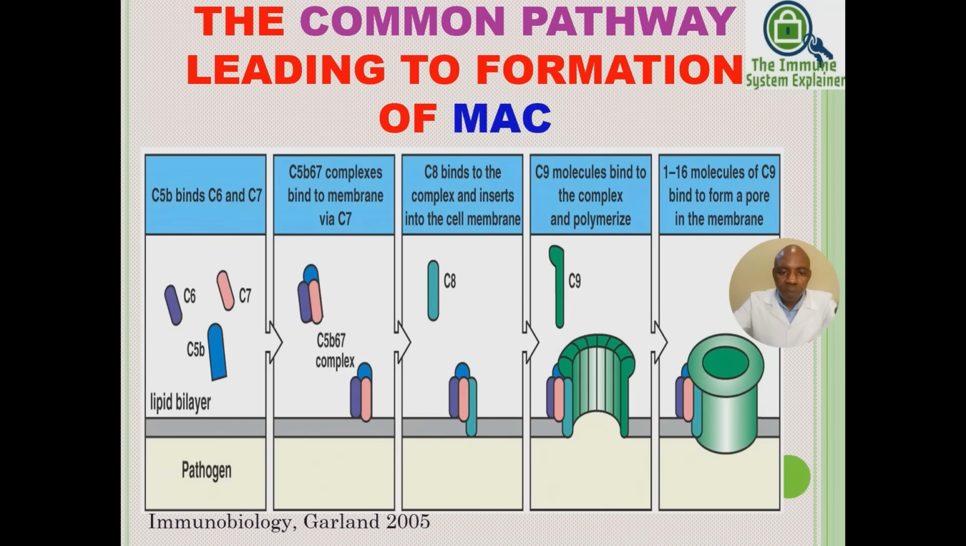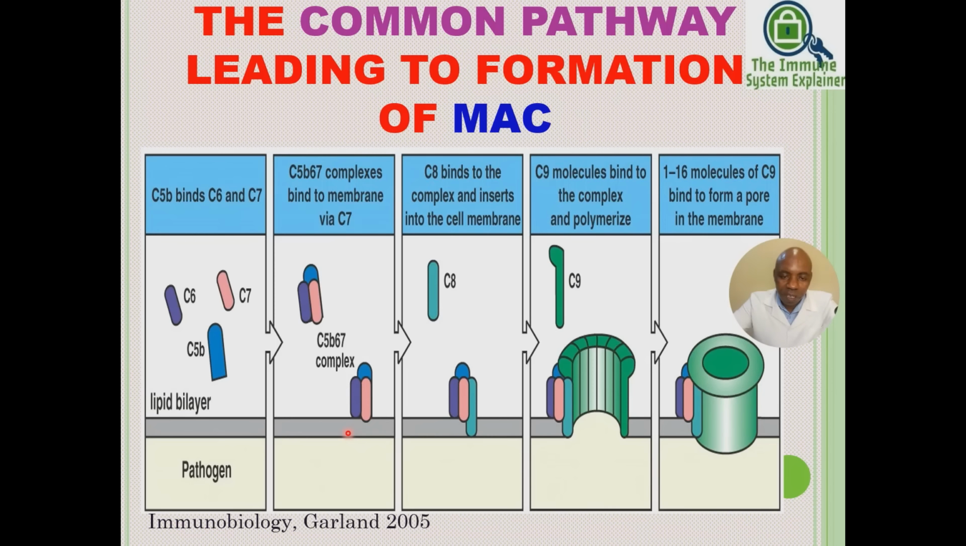Ladies and gentlemen, there is a very, very important diagram again here, courtesy of the Immunobiology textbook, 6th edition by Garland Science of 2005. And this is now the ultimate thing as far as the common pathway is concerned. As you can see here, now we have pieces of C5b, C6, C7 being inserted into the cell wall of the pathogen. The pathogen is right here, the plasma membrane or the cell membrane of the bacteria is right here. And so we have C5b, 6, 7. So the C5b, C6 and C7 complex binds to the membrane via C7, and so they continue assembling on the cell wall of the bacteria.